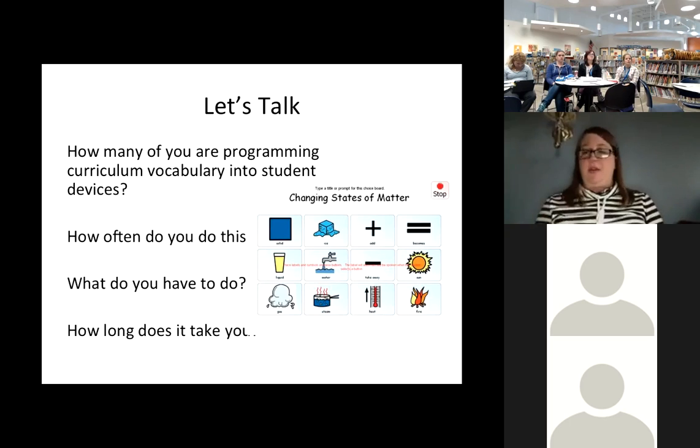I'm having a hard time hearing you guys back. I'm going to turn my volume up a little bit. So historically, that's what has happened: in the AAC devices, you'd have a science page and the words would go in, and you'd have a social studies page and the words would go in. So there was a lot of programming going on.